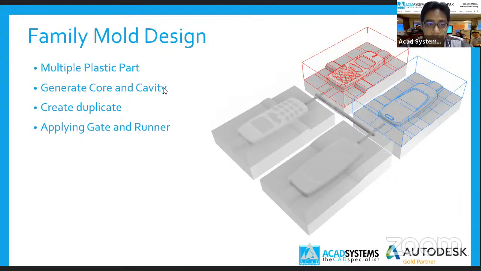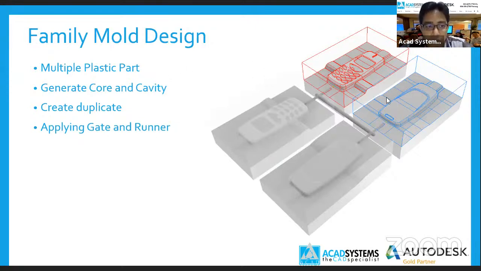So then we want to create the core and cavity, right? So we will generate the core and cavity. Then we want to create a duplicate. So not only do we insert multiple parts in here, we also want to create multiple copies of the plastic part that we have generated as core and cavity. Right, so the reason why we want to do this, of course, if you look at the plastic industries, usually people increase their production by creating multiple parts in the mold design.